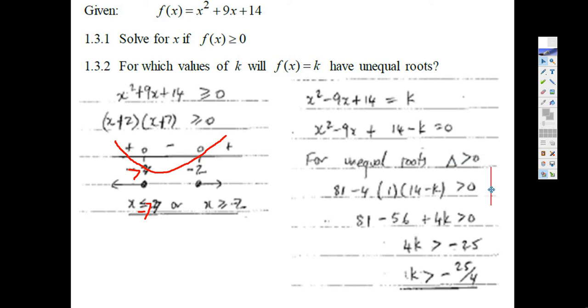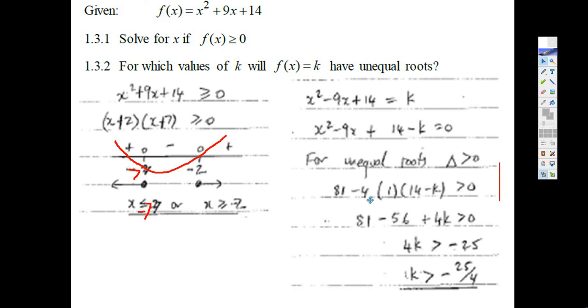It's real, but unequal. So all you do is go a is 1, b is minus 9, and this whole thing, 14 minus k, that's c. So it's b squared, minus 9 squared, there's your 81, minus 4 times a, which is 1, and c is this weird thing right here, 14 minus k. Whatever is added on here, that's your c. Now we just have to solve this, and it's greater than 0, because b squared minus 4ac greater than 0 means unequal roots.